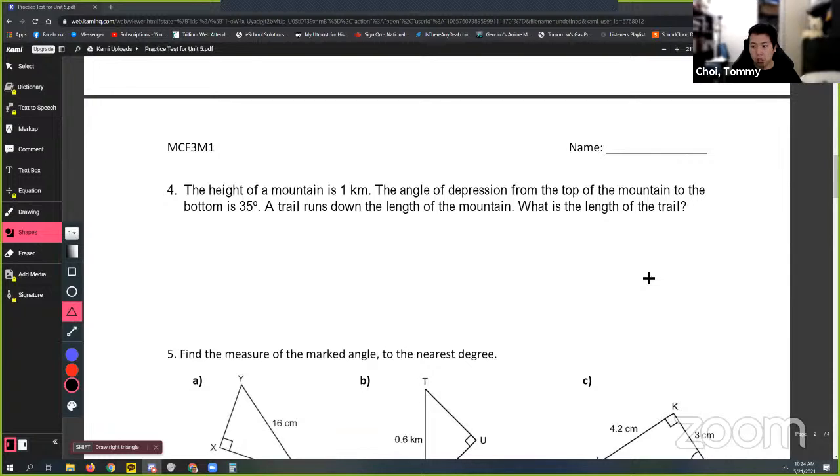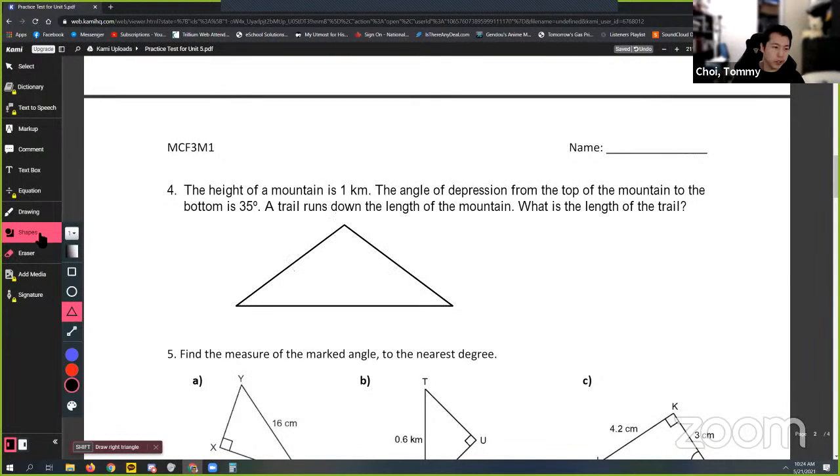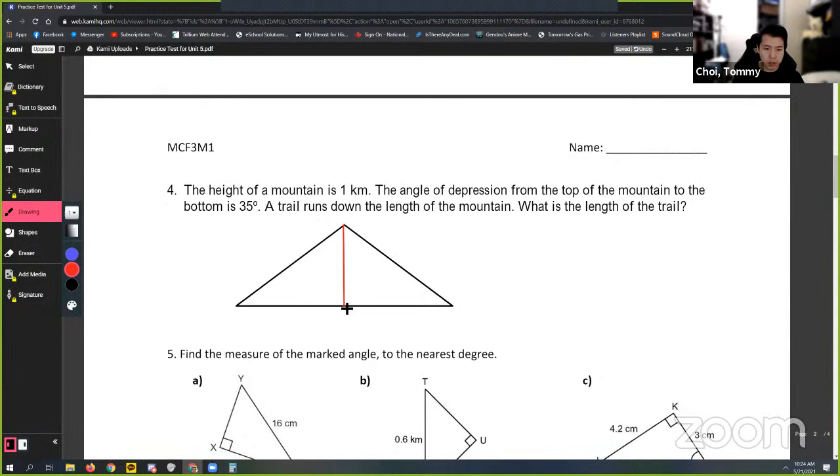So the height of a mountain is 1 kilometer. So you could draw a triangle like this. You can say, "Oh, this is my mountain," right? And then you say, "Okay, if that's my mountain, this is the height of the mountain." Let's say, right? We'll just say the mountain's symmetrical, and it's saying the height of the mountain is 1 kilometer. So this is 1. And it says the angle of depression from the top of the mountain to the bottom is 35. So for us, that means this angle here is 35 degrees.